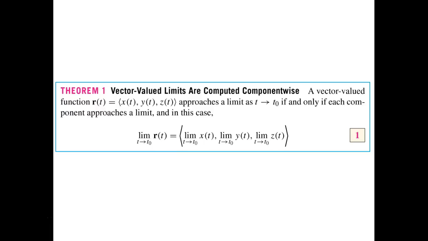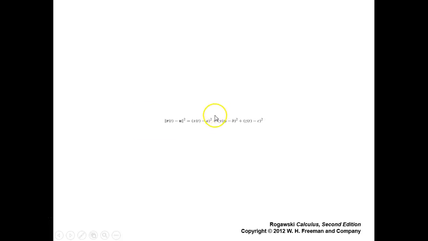Now, how to prove this? The first step would be, let u be some vector a, b, c. Those are the three components. And consider the square of the length of the vector between R of t and u, the difference between those two.